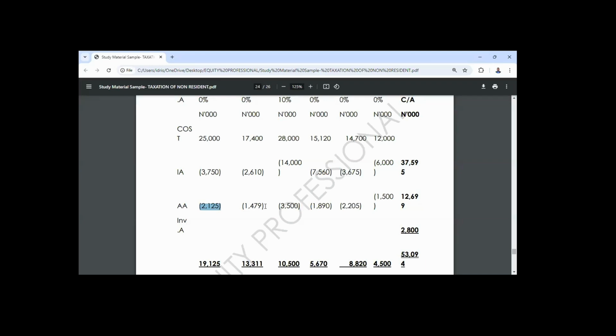Ladies and gentlemen, capital allowance is very compulsory. Our number one question in the exam is going to include computation of capital allowance. So let's take note. The lecture material, the video lecture on capital allowance, let's try and listen to it often and often. It's very important. Our number one question will involve computation of what? Capital allowance.